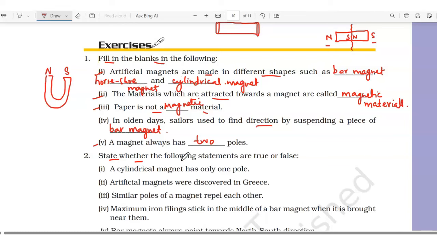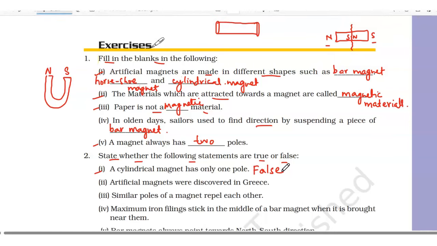Now, number two, state whether the following statements are true or false. Number one, a cylindrical magnet has only one pole. Did I tell you, does a magnet have only one pole? No, never. A unipole magnet never exists. Whether it is a cylindrical magnet, horseshoe magnet, or bar magnet, they will always exist in dipoles. They will always have two poles. So the statement is false.